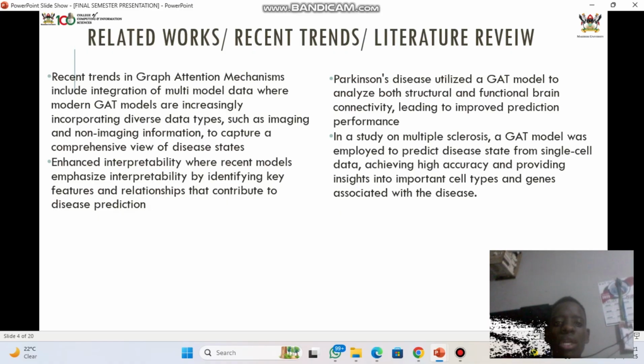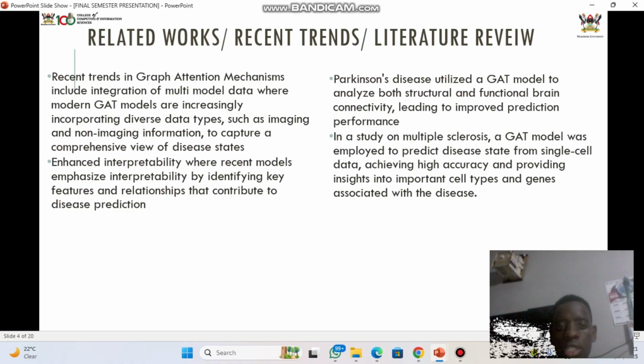So, the related works and recent trends used technically: we used graph-based registration and also graph attention mechanisms. The recent trends in graph attention mechanisms include the integration of multiple modal data, where modern GAT models increasingly incorporate diverse data types such as imaging and non-imaging information to capture a comprehensive view of the disease states. Another is enhanced interpretability, where recent models emphasize identifying key features and relationships that contribute to the disease prediction.